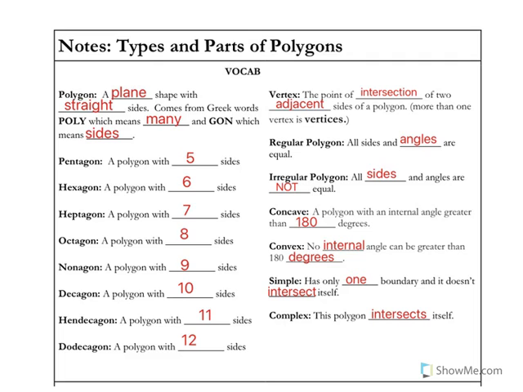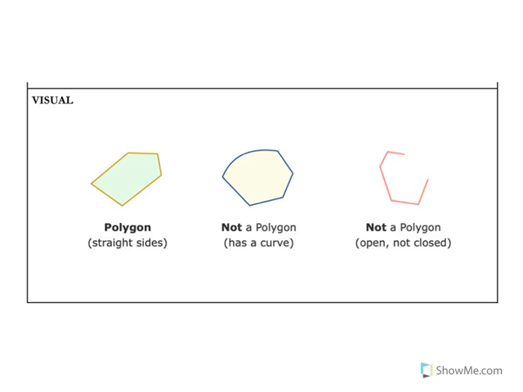Concave, a polygon that has an internal angle greater than 180 degrees. And a convex has no internal angle that's greater than 180 degrees. A simple polygon has one boundary and it doesn't intersect itself, and a complex polygon intersects itself. All right, so let's look at a few pictures.